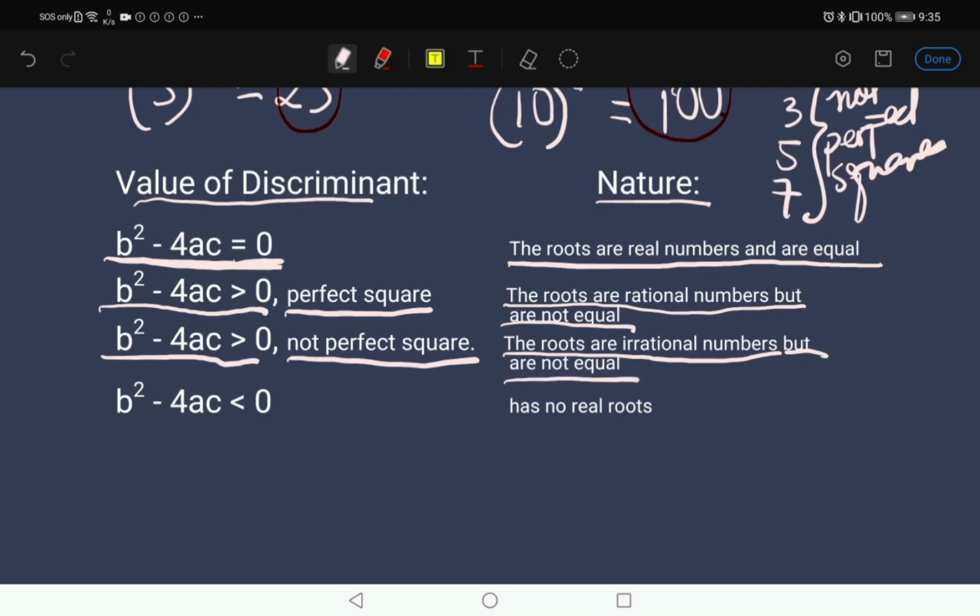And then, inig-solve sa b squared minus 4ac is less than 0. Kanang less than 0, kanang negative 1, negative 2, negative 3. So, tanan nga negative mo na siya ay less than 0. So, kung less than 0 gani or negative gani ang result sa b squared minus 4ac, ang isuwat nimo sa nature mo ni siya has no real roots.